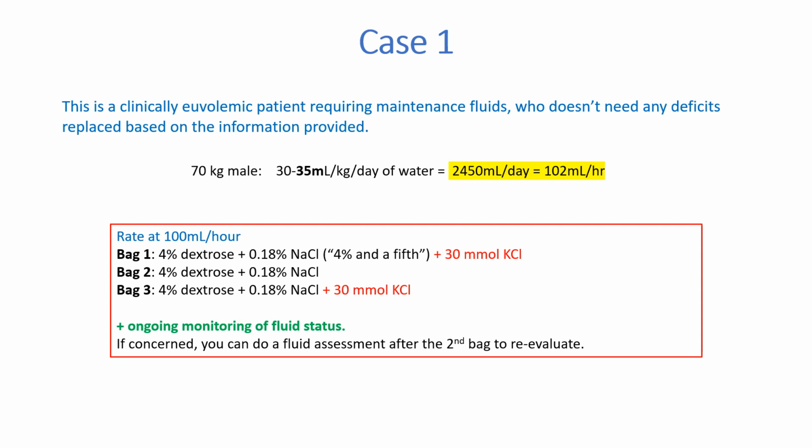So it's important that you notice the previous patient was euvolemic, requiring just maintenance fluids, and they didn't need any replacements based on the information provided. For a 70 kilogram male, if you go at 35 mils per kilogram per day, you get 2450 mil a day, which equates to 102 mil per hour. Now, if you use one of the regimens I described earlier, let's start with regimen 1. You use 3 bags of 4% and a fifth with potassium in the first and 3 bags as we discussed, and you've ensured your rate is correct. It would also have been fine to use the 1 salty, 2 sweet method at the rate provided, 102 ml per hour.